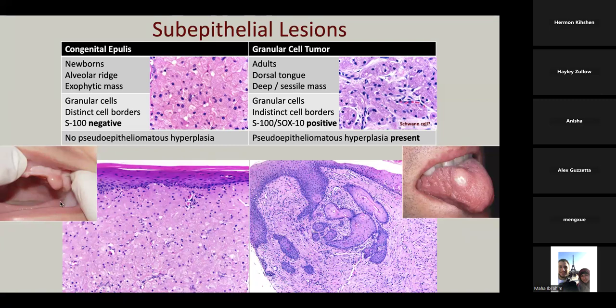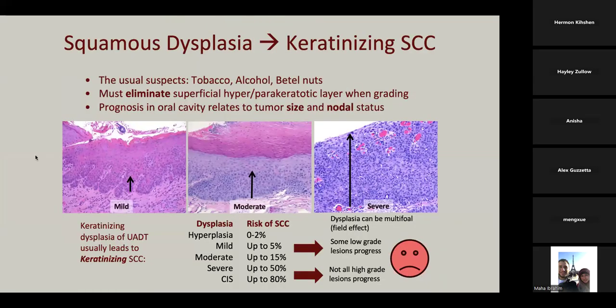Congenital epulis is a very characteristic exophytic pedunculated lesion on the alveolar ridge of newborns that has granular cells with very distinct cell borders that are not related to Schwannian differentiation, so they are S100 negative. They do not have pseudoepitheliomatous hyperplasia. Both lesions are benign and are basically cured by excision usually.